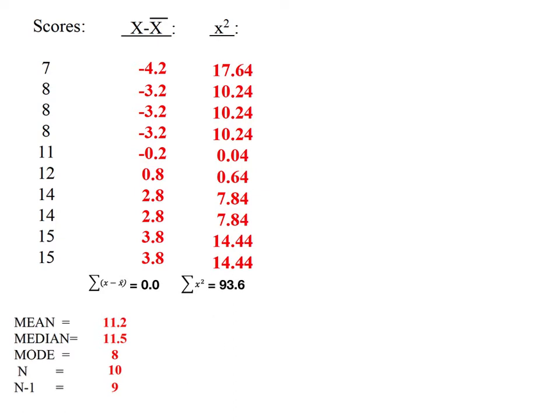Here you see the formula. The formula reads as follows. Sum of the x's squared divided by n-1 and then you take the square root. This gives us the standard deviation, which now tells us more about our data set.